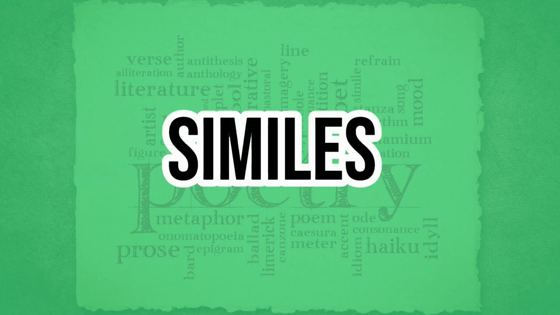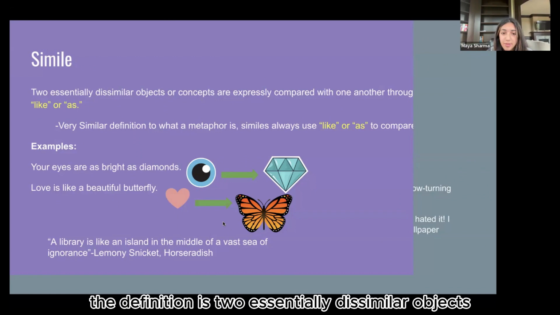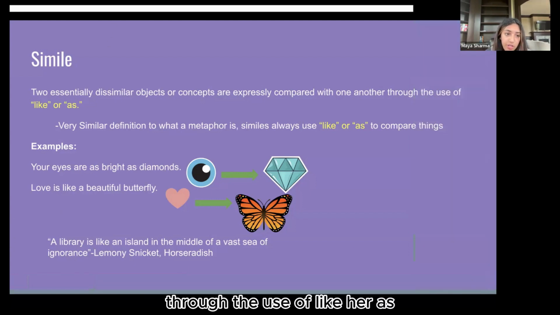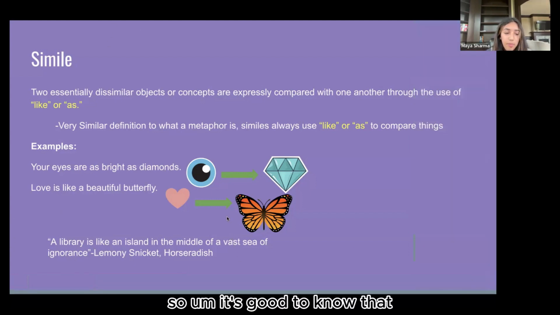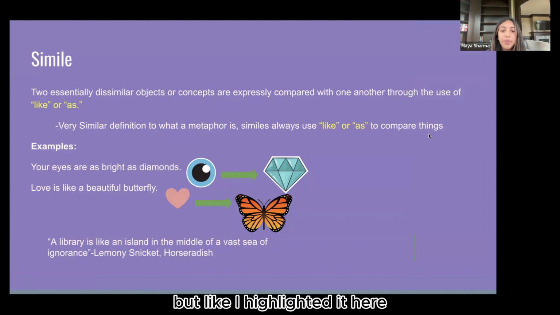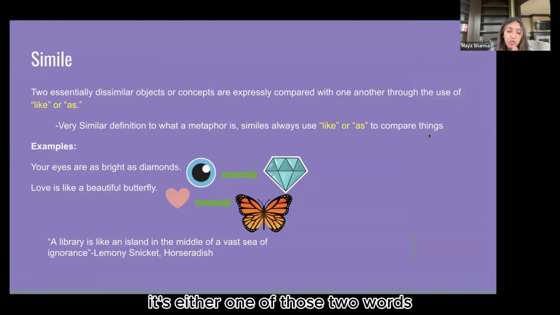And we have similes. A simile, the definition is two essentially dissimilar objects or concepts that are expressly compared with one another through the use of like or as. It's good to note that the definition of a simile is very similar to a metaphor, but like I highlighted here, a simile always uses like or as to compare things. It's either one of those two words, otherwise it is considered a metaphor if like or as is not present. So here are some examples.